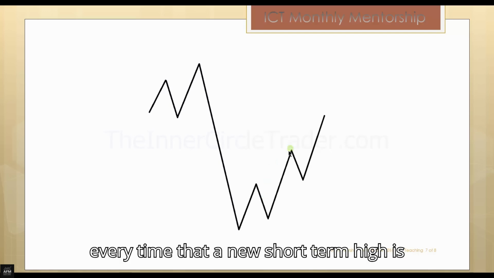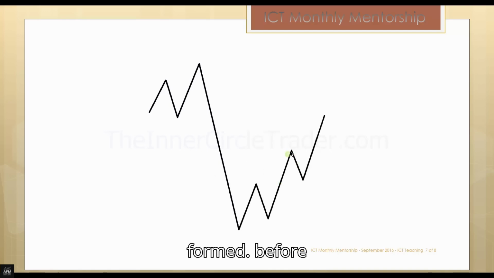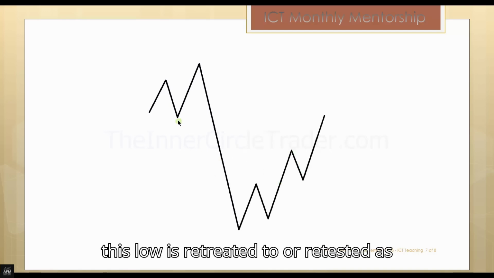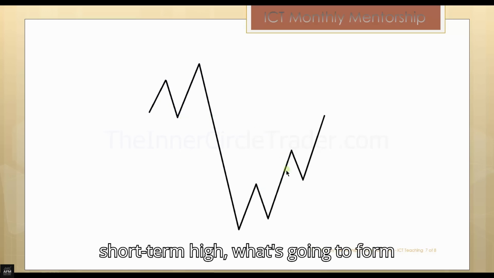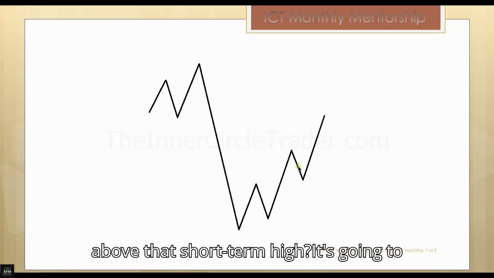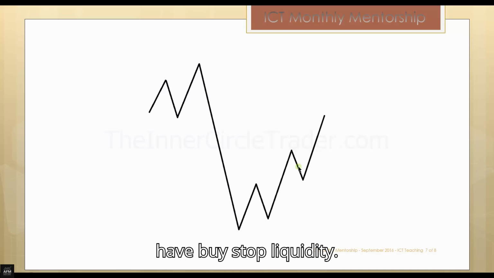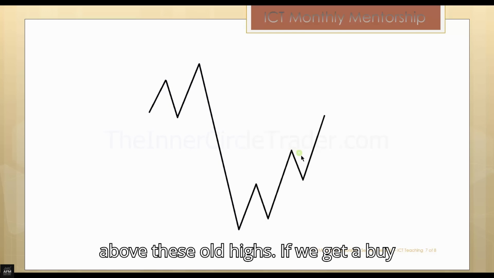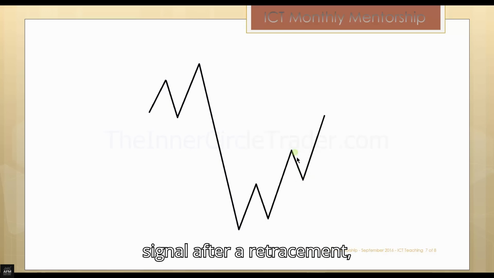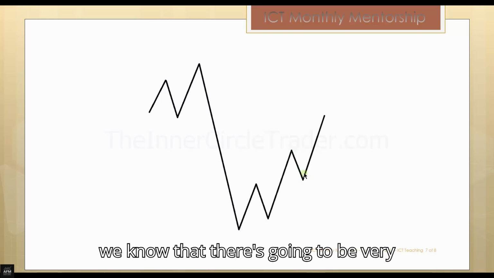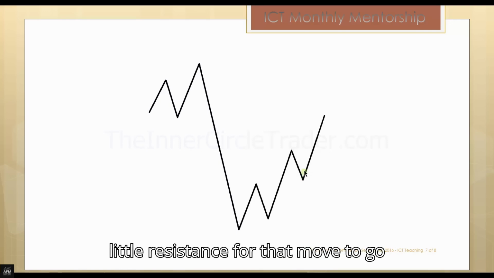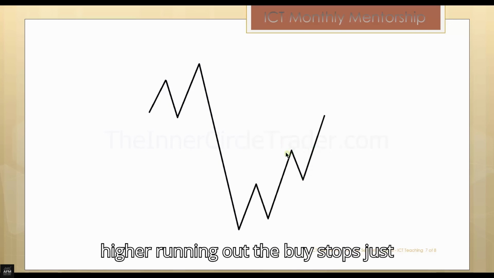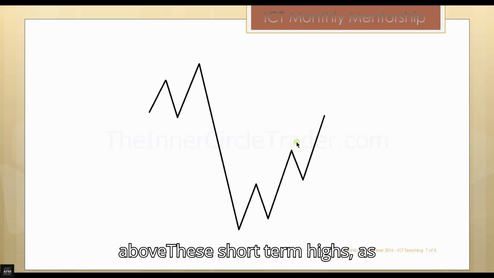Now, every time that a new short-term high is formed, before this low is retraded to or retested as resistance, every time there's a new short-term high, what's going to form above that short-term high? It's going to have buy stop liquidity. So buy side liquidity is going to be above these old highs. If we get a buy signal after a retracement, we know that there's going to be very little resistance for that move to go higher, running out the buy stops just above these short-term highs.